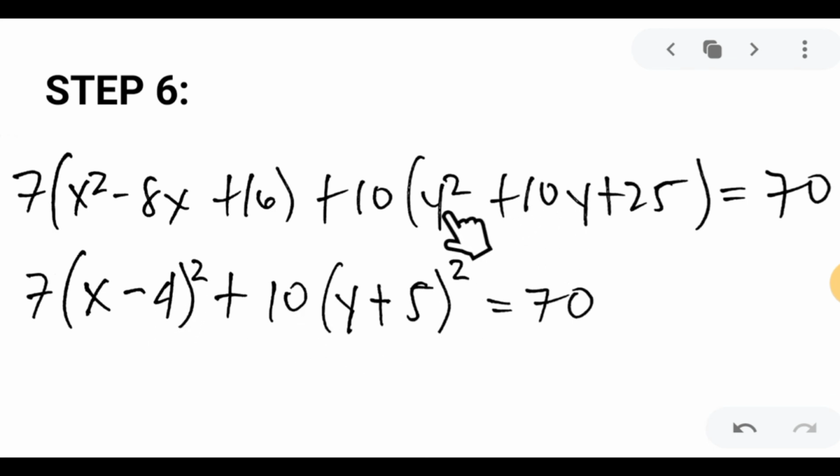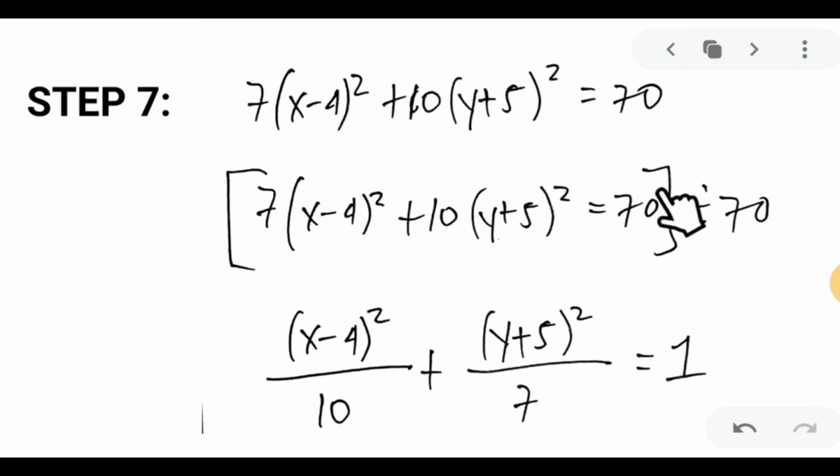Plus here, to get the square of binomials here, you have to get the first degree of the y squared, and that is y. Since all of these are positive signs, that is plus, and then get the square root of 25, that is 5, then square that term. And then this is the new equation.